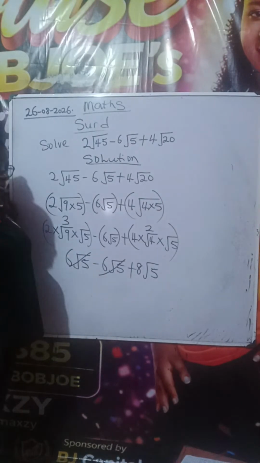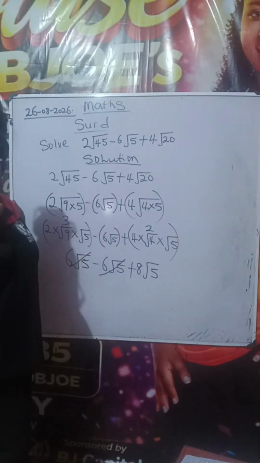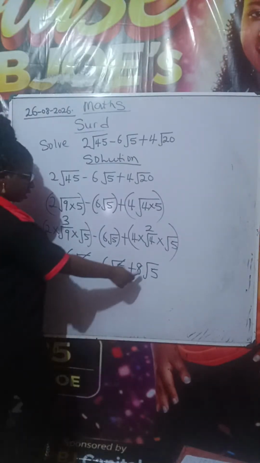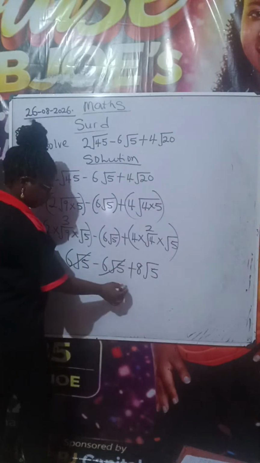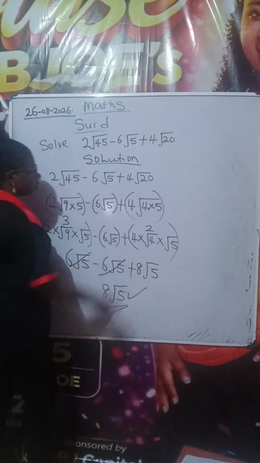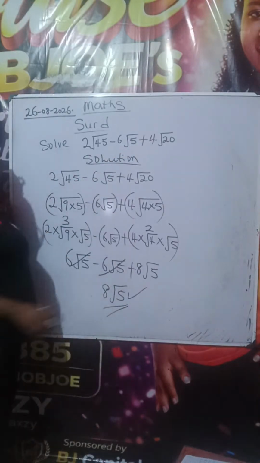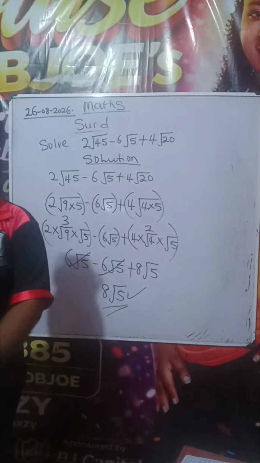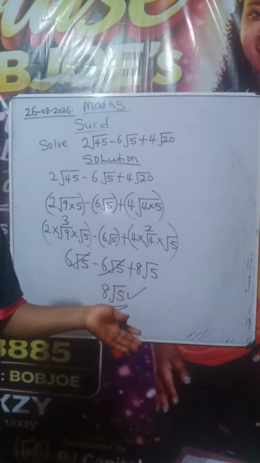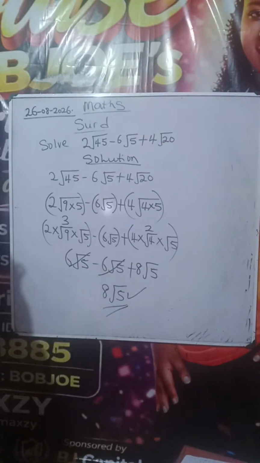It's 0, like nothing is remaining. Then next, we are left with only this 8, then root 5. And that is the answer. So everything here now, we are left with only 8 root 5. Did you understand it now? At least with this, yes. Did you understand it, please? Look at it and take your screenshots.